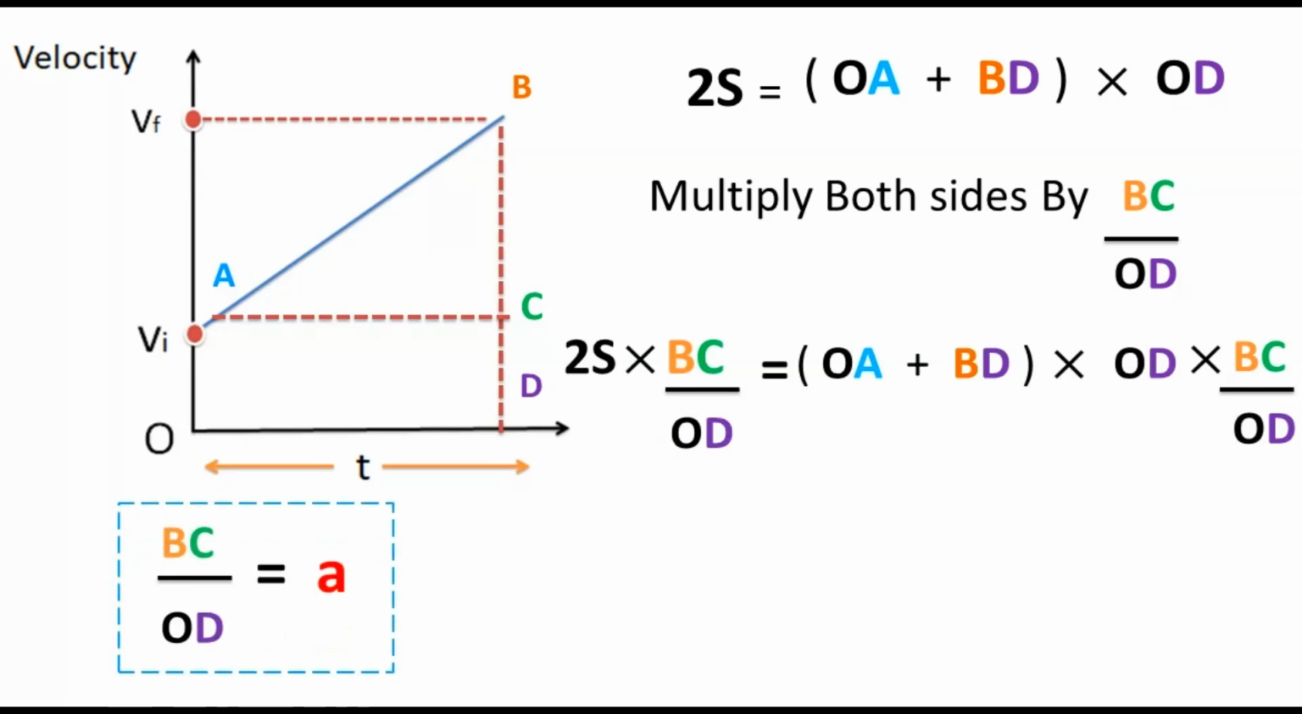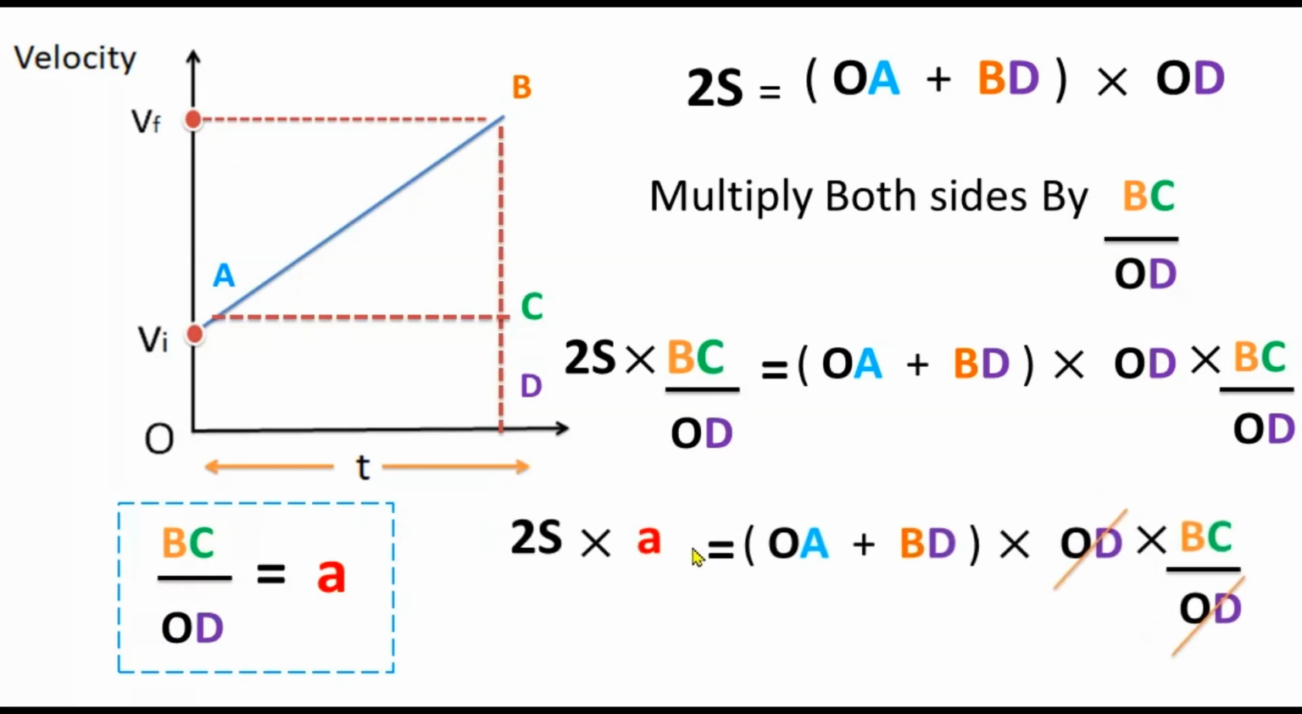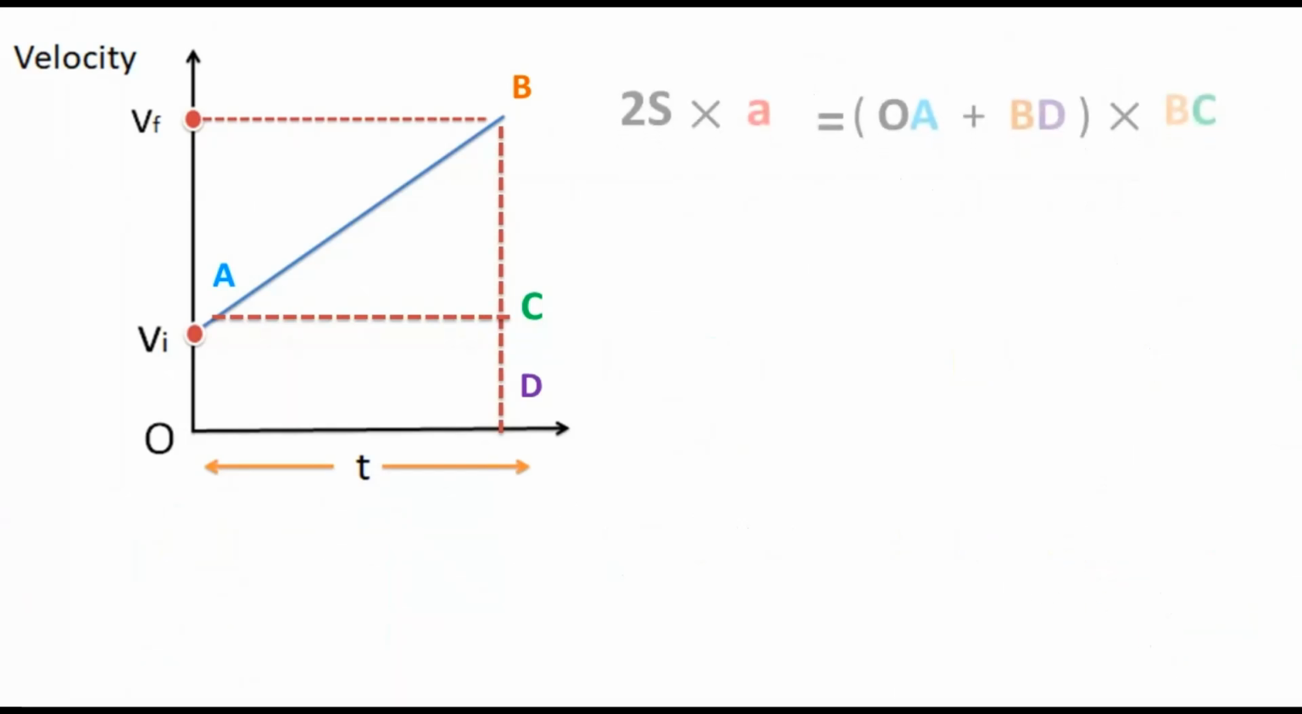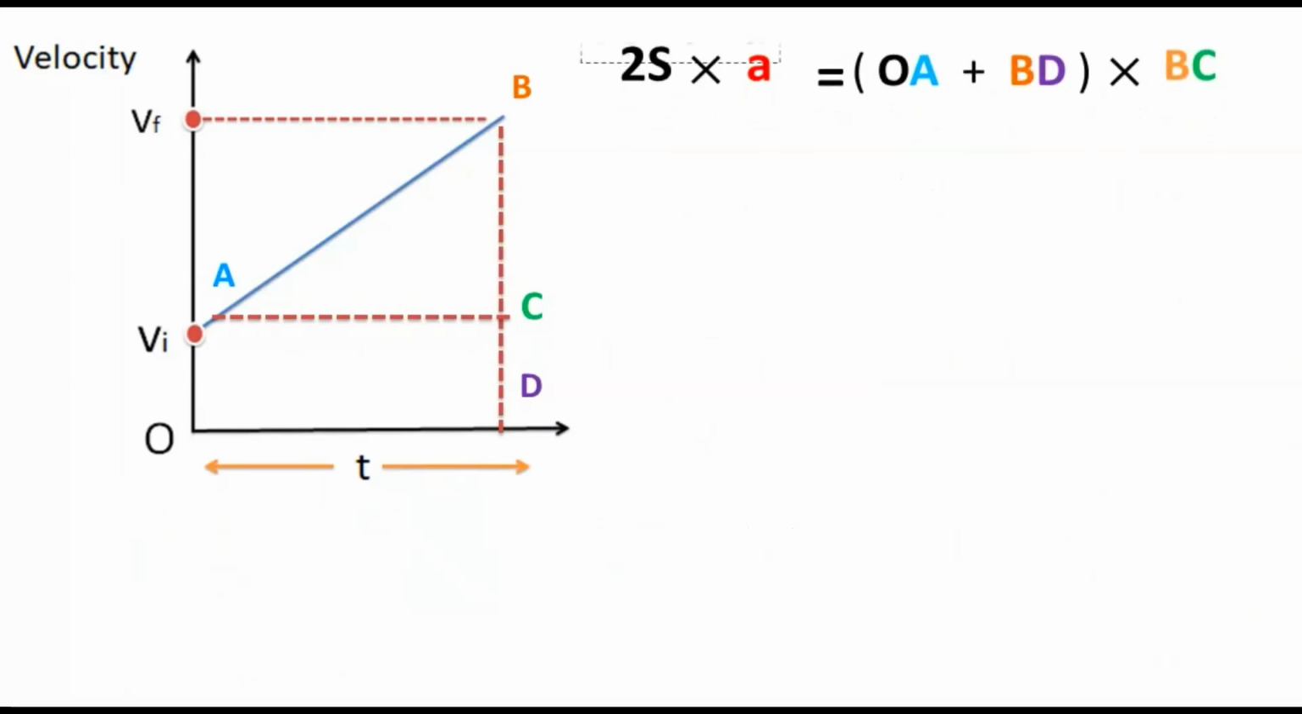If you remember the formula of acceleration, we can say that acceleration is the change in velocity divided by time taken. So BC is the change in velocity, which is final velocity minus initial velocity, divided by OD, which is the time taken. So we can say that BC over OD equals acceleration. So we are going to replace BC over OD by acceleration, and this OD will be cancelled with each other. Hence we get this final equation.